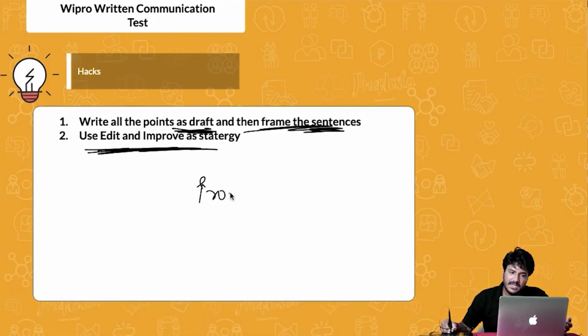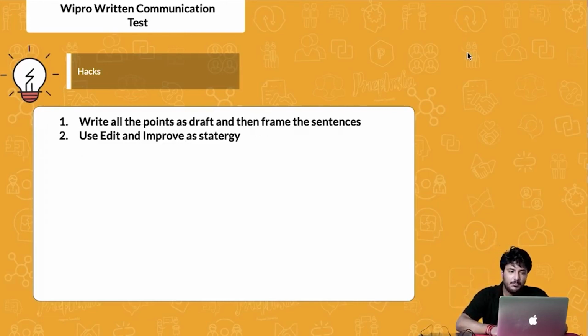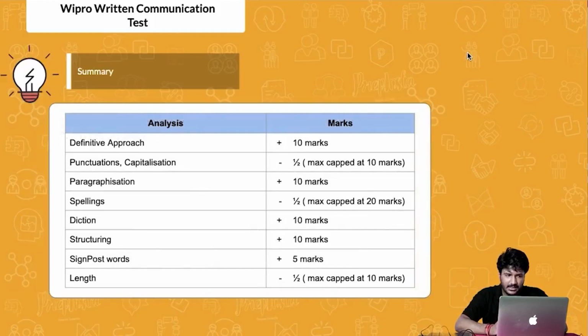All proofreading is very important. I will say give 5 minutes to proofreading and the edit and improve strategy for the test, right? So this becomes very, very important and very, very vital, right? Moving further, so this is the summary of the marks that is given.